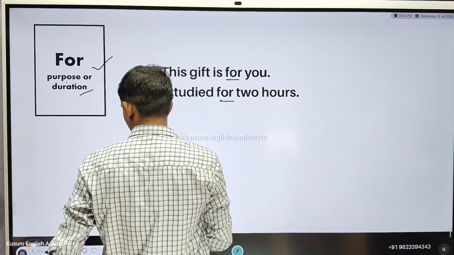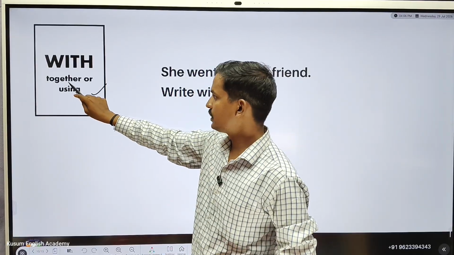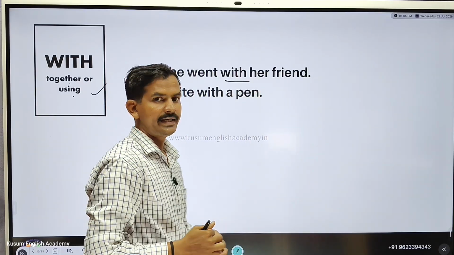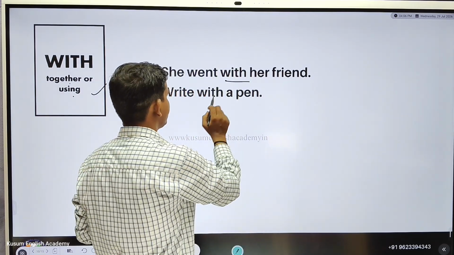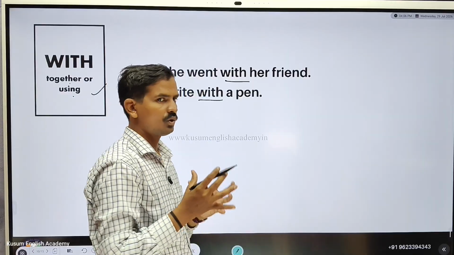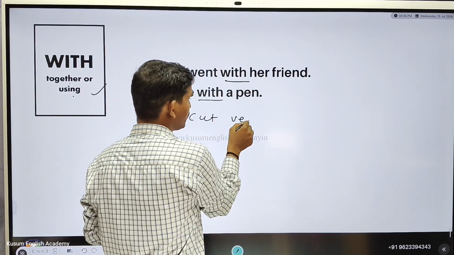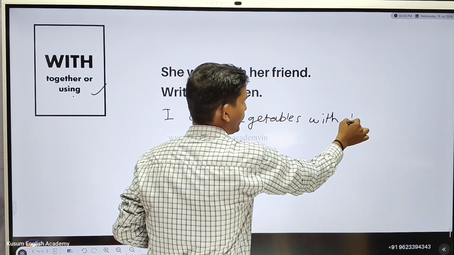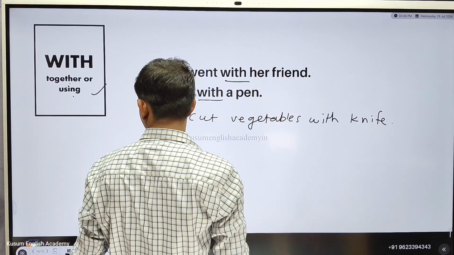Okay. Another preposition we have is "with". It talks about together or using something. For example, he went with her friend. I discuss with my relatives. So it is showing that relationship. And another use of "with" is showing something you use. For example, I cut vegetables with a knife. So I hope, friends, you are understanding.